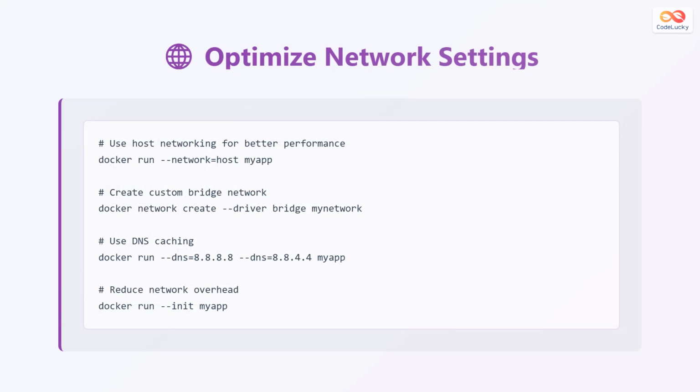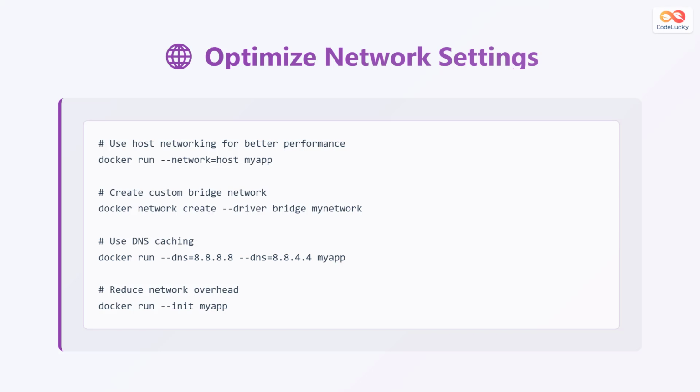Optimizing network settings can improve the performance of your Docker containers. Use host networking for better performance, especially when network latency is critical. You can specify --network=host when running a container. Create custom bridge networks to isolate your containers and improve security. Use docker network create to set up a custom network.